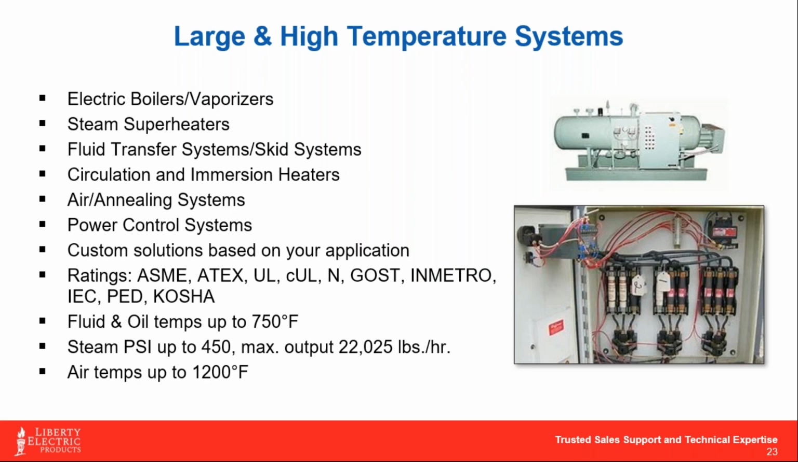But again, we can take fluid and oil temperatures up to around 750. I was always impressed, having come from the steam world, that PSI up to 450 F isn't really that big of a deal, because that's the pressure rating of your vessel. But an output of 22,000 pounds per hour, if my math is still okay, it's been about 11, 12 years since I've used that steam calc, but I think that comes out to about 500 horsepower in boiler size, which is a pretty good size boiler. Air temps up to 1200. Again, Colorado Element, that's what they put out.